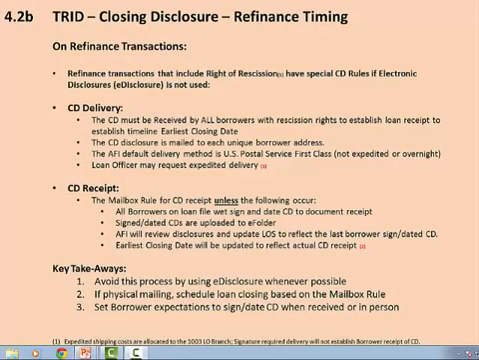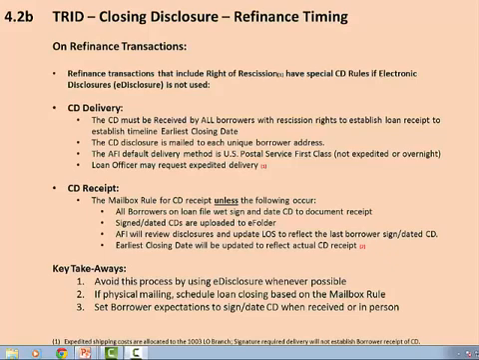Please be aware that refinance transactions that include a right of rescission have specific rules if electronic disclosures are not employed. These rules regarding delivery of the CD are: the CD must be received by all borrowers on the transaction to establish loan receipt and therefore the earliest closing date. The CD will be provided to each borrower at their individual address.